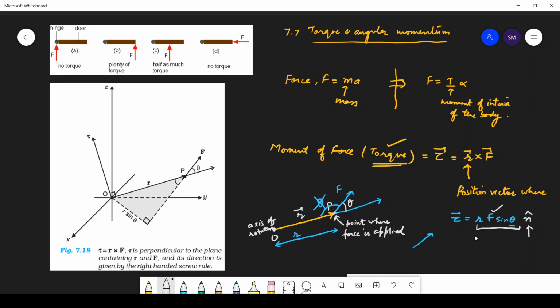Now, I know the magnitude F. And what is R sine theta? If I write only the magnitude, then it is F into R sine theta. What is R sine theta? This is your R. This is your F. This direction of the vector R, being a free vector, you have brought it over here.